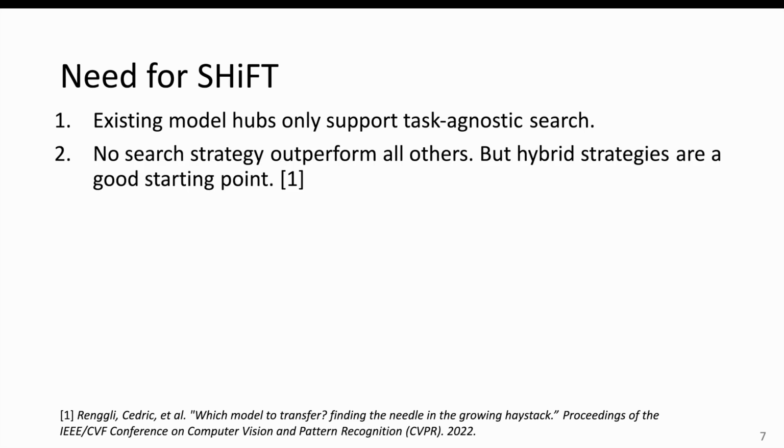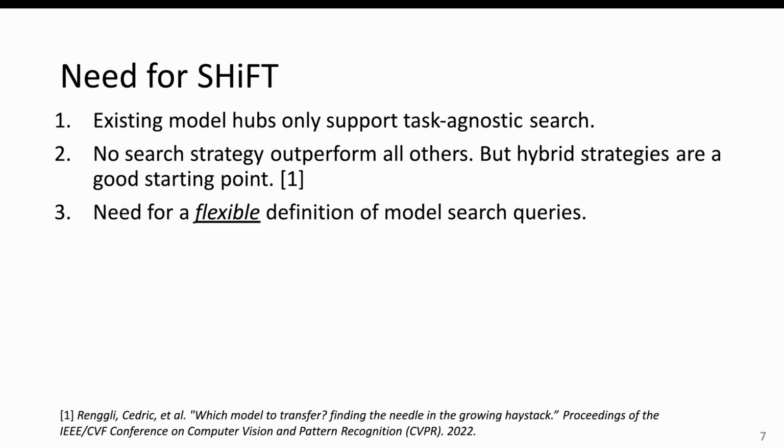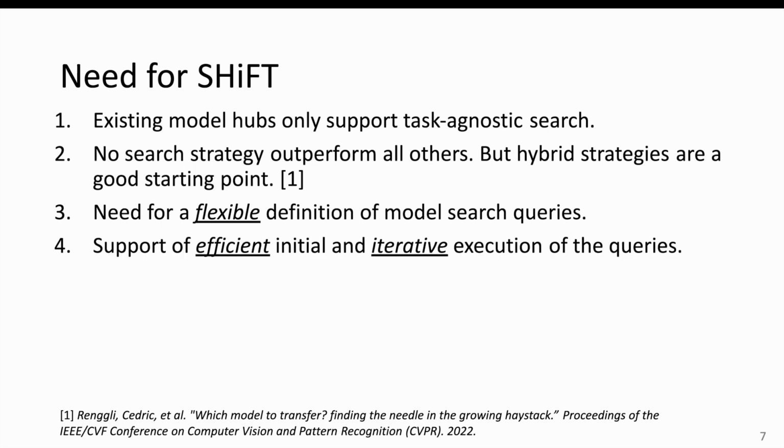But the second one, which we analyzed in a companion work published last year at CVPR, is that we realized that no search strategy outperforms all the others on any or a large set of possible tasks. But combining search strategies or defining hybrid search strategies are usually a good starting point. So overall, we need a way to flexibly define and run model search queries, and we also want them to be efficiently executed initially, and also because machine learning and data science in general is an iterative process, we want also to have an efficient iterative execution of these queries.